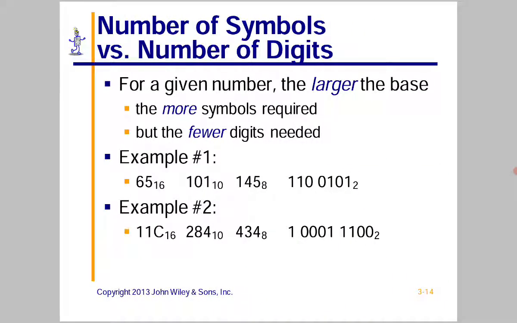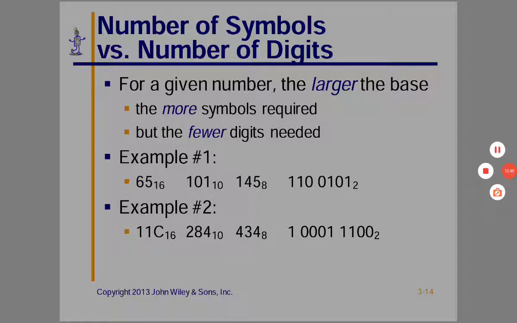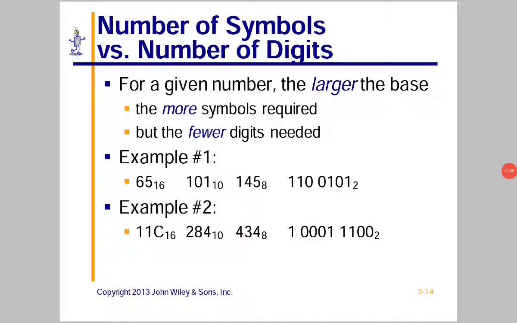Number of symbols versus number of digits. For a given number, the larger the base, the more symbols required, but the fewer digits needed. Example: hexadecimal 65, decimal 101, octal 145, and binary 1100101.